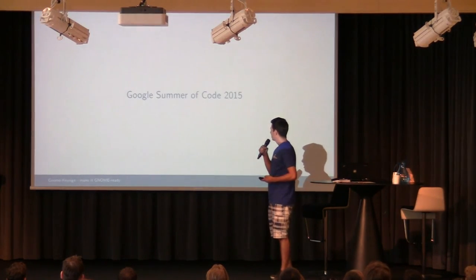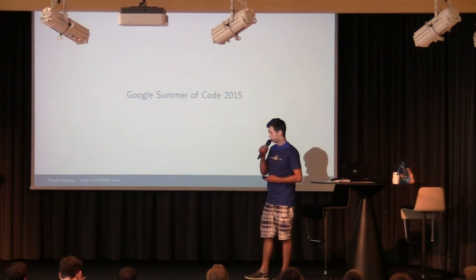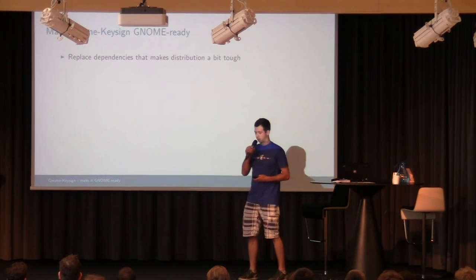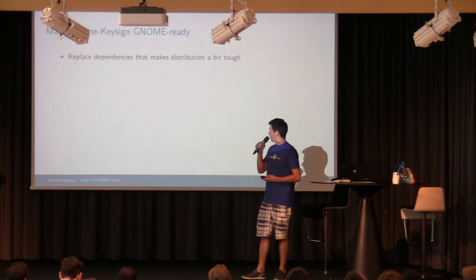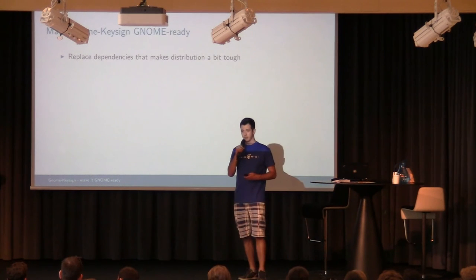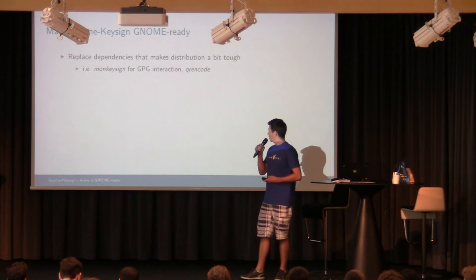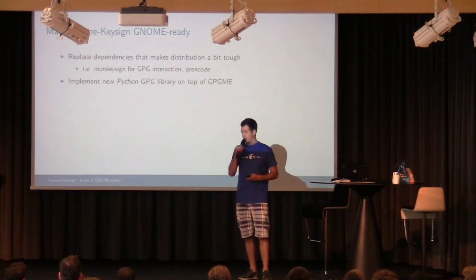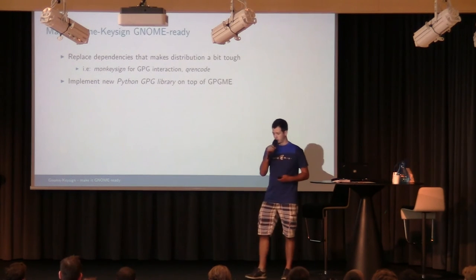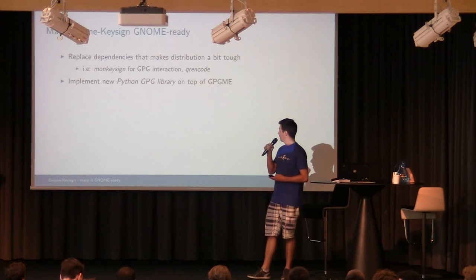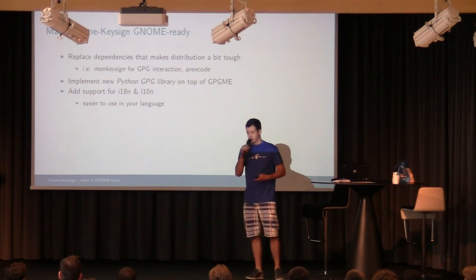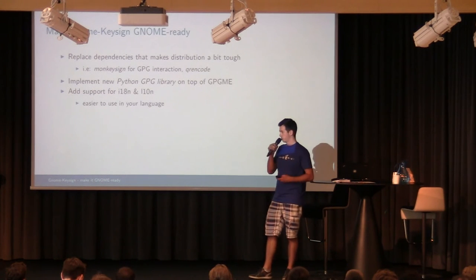Okay. What am I working on in Google Summer of Code 2015? I wanted to make the Nonkey Sign application GNOME ready. So I replaced some of the dependencies that made it harder to distribute, some weird dependencies. I made a new Python GPG library that can interact with GPG. Added support for internationalization and localization. This made it easier to use in your language now that you can translate it.